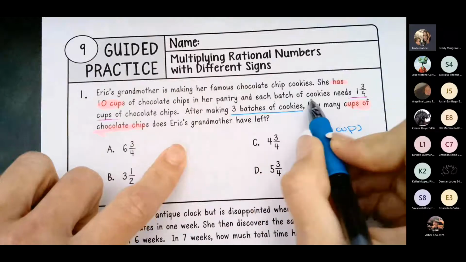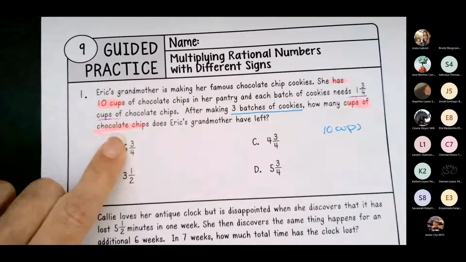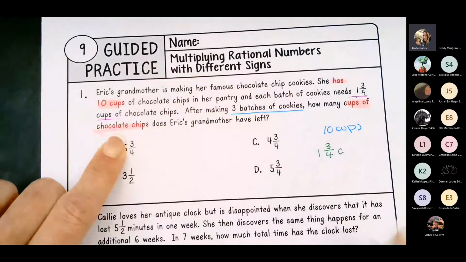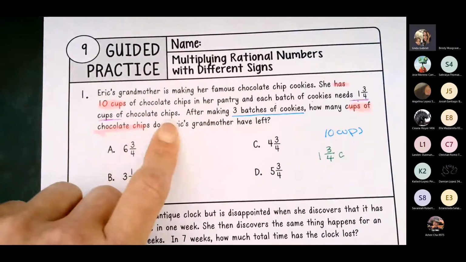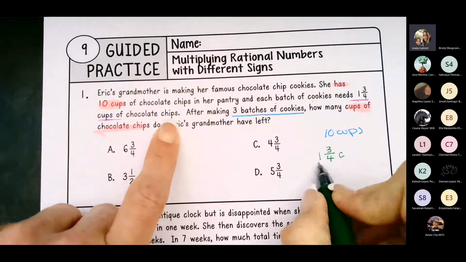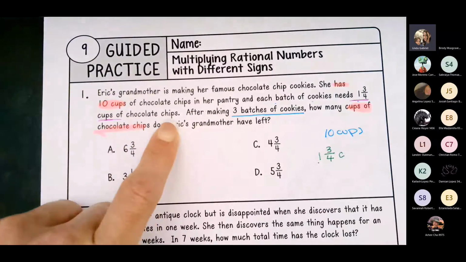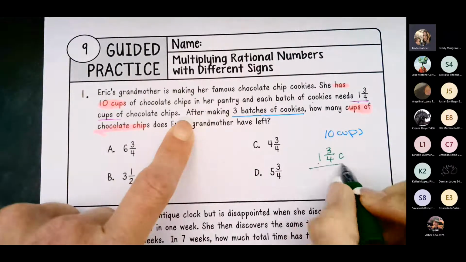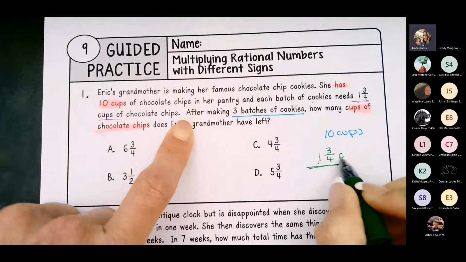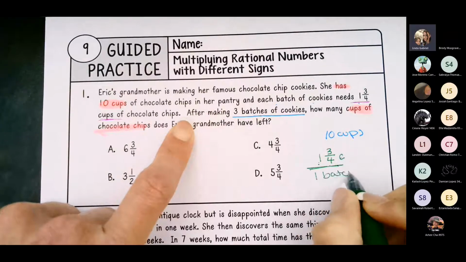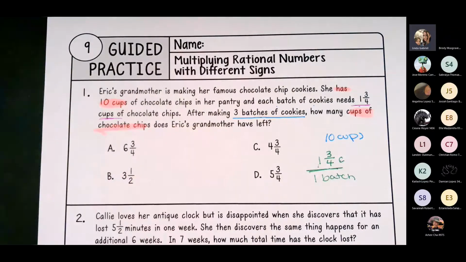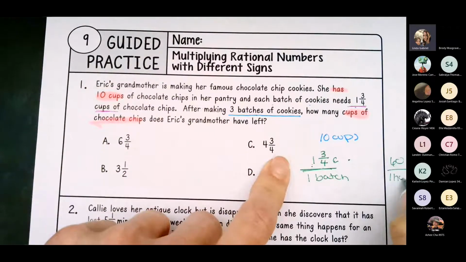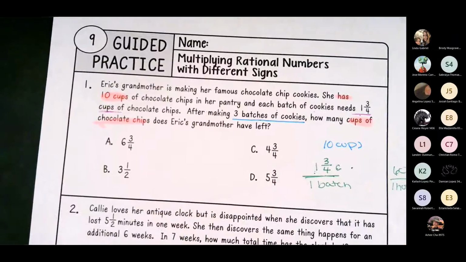Then for each batch of cookies, she needs 1 3/4 cups of chocolate chips. Okay, so that means per batch of cookies, we need 1 3/4 cups of chocolate chips. So we can think of this as 1 3/4 cups over one batch, kind of like when we see a speed limit sign, we see 60 miles over 1 hour, right? Our ratios.